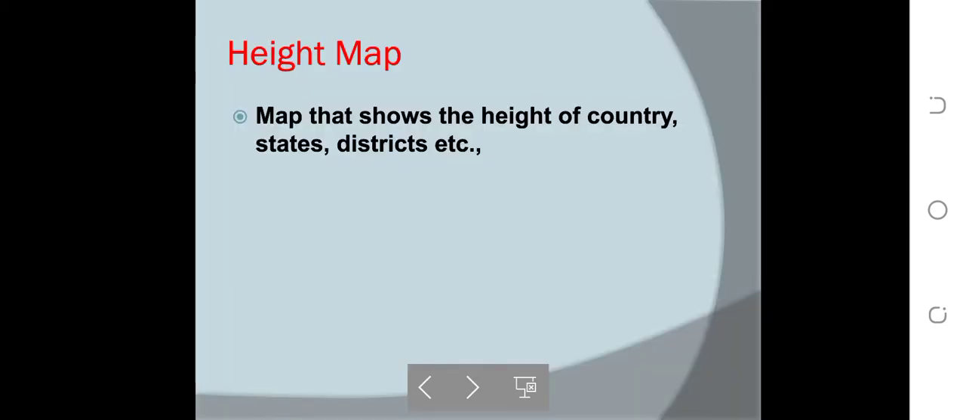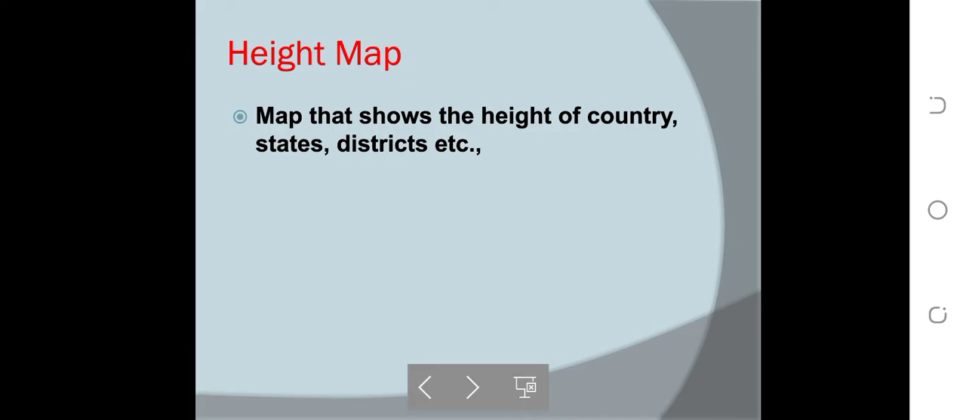In this lesson, we will learn about height map. The name of the lesson is reading map of different kinds. So here a different kind of map is there, that is height map. What is a height map? A map that shows the height of countries, states, districts, etc. So it will show the height.